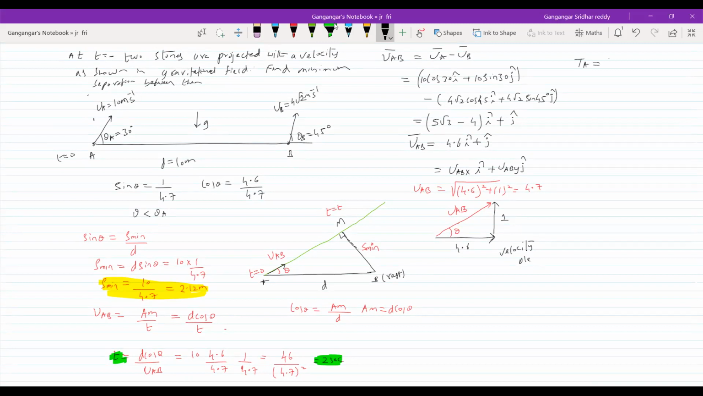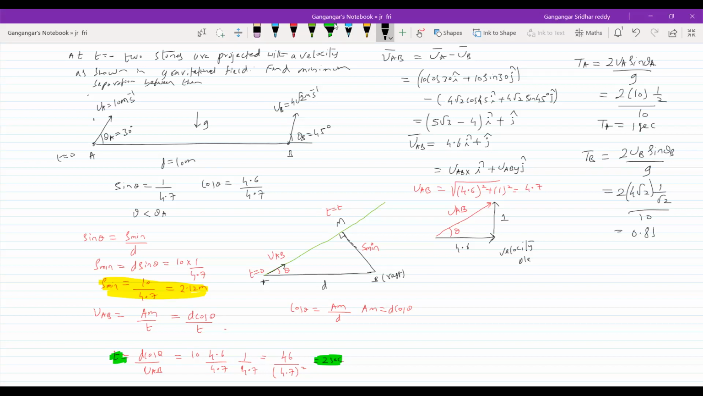T_A, the time of flight, is equal to 2 U_A sine theta_A by g. 2 into 10 into 1 by 2, divided by 10, is 1 second. What is the time of flight of B? It will be 2 U_B sine theta by g. U_B is 4 root 2, sine 45 is 1 by root 2, divided by 10. That is 8 by 10, 0.8 seconds.